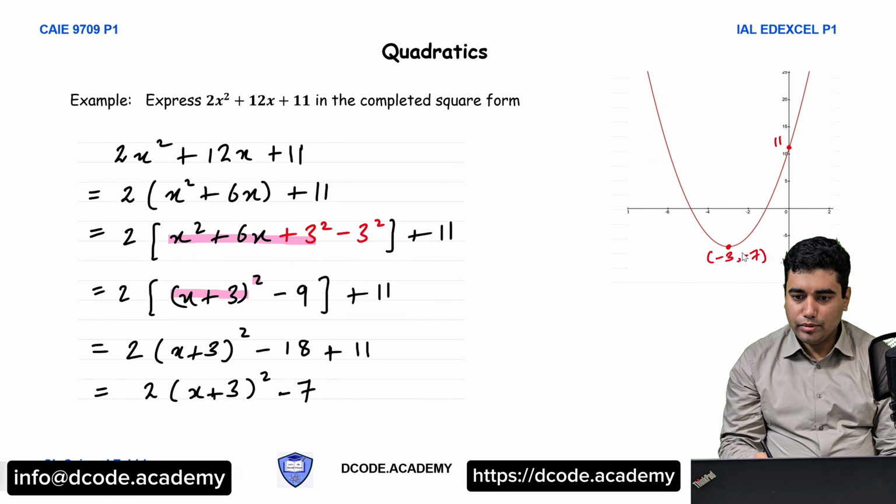The reason it's a minimum curve is because the coefficient of x square is positive. If you have the coefficient of x square negative in the original form or the last one, it will have a maximum curve.